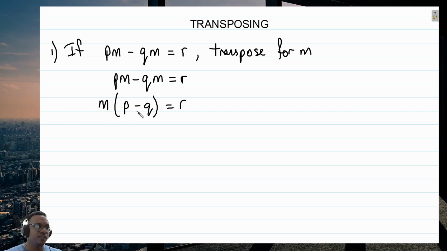So I can move this P take away Q in brackets across to the other side of the equal sign and remain with this M alone on the left hand side of the equal sign. By having the M outside the brackets, it suggests that the M is being multiplied by the P take away Q. So the operation between the M and the P take away Q is multiplication. So when I carry this P take away Q across the equal sign, the operation will change to division, and this P take away Q will go underneath the R. So I'll have M is equal to R divided by P take away Q. And that's your answer.